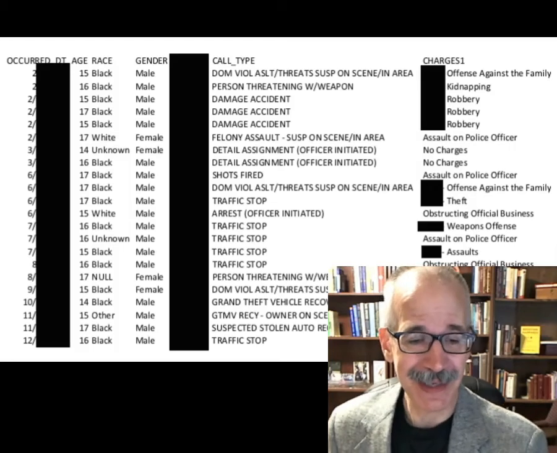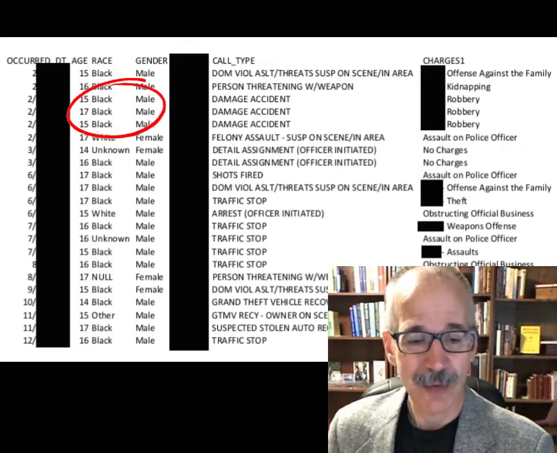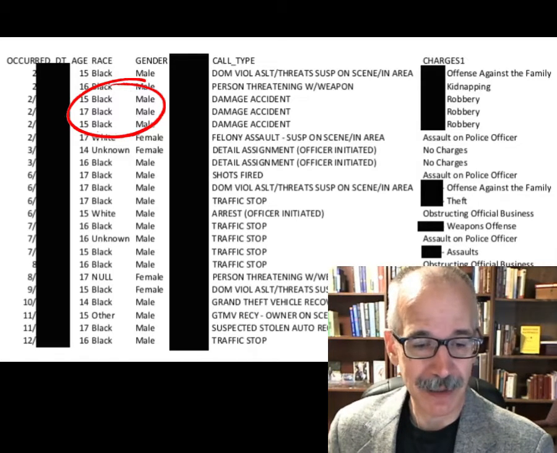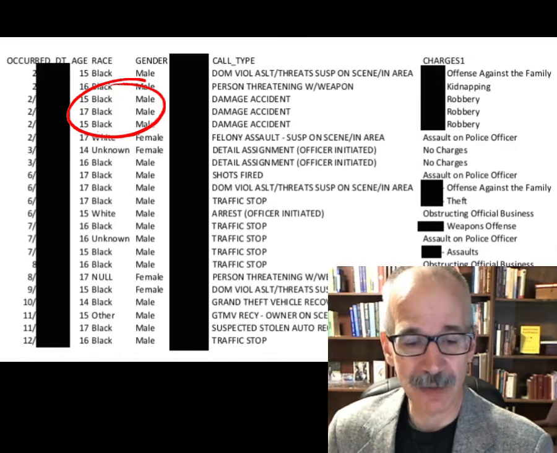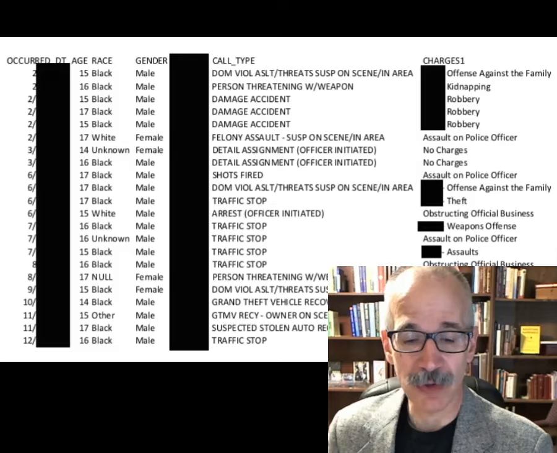Right here you can see there's a case with 3 young males, two 15-year-olds and a 17-year-old. And the call type that the officer was dispatched on was an accident report, an automobile damage accident. Eventually, you can see these young people were charged with robbery. So we have no names, no date of birth, no addresses. How do we address this?